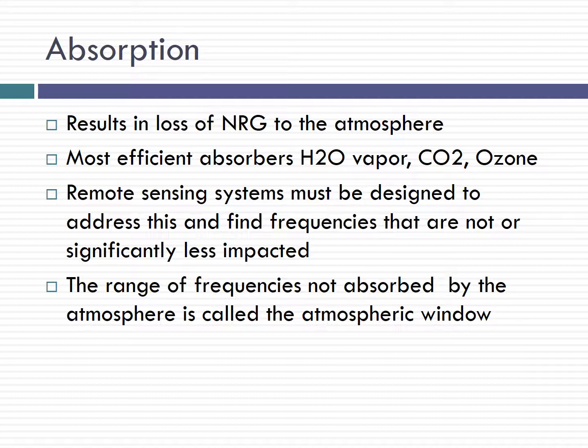Remote sensing systems that we use to collect data have to be aware of this. And here's why. You have to design a system that addresses this, and you have to find frequencies that are not impacted, or at least are not impacted as much by this. So you have these major absorbers: water vapor, CO2, ozone, but they don't absorb everything necessarily. They absorb parts of the electromagnetic spectrum. So if we're going to utilize the electromagnetic spectrum to our advantage, we have to utilize parts of the spectrum that are not impacted by these super efficient absorbers.